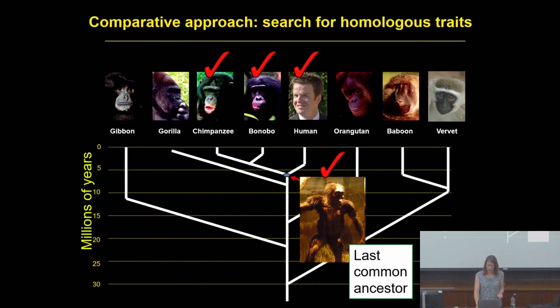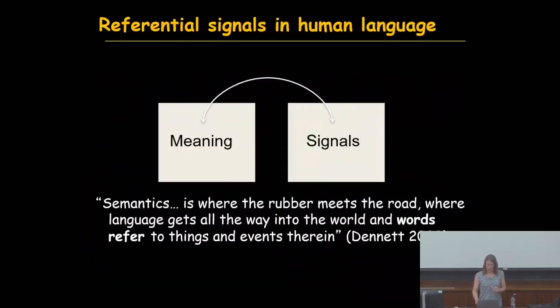Okay, so that's why broadly I'm interested in studying these species. And then within language, one of the things that my work has focused on a lot is the evolution of referential signals within language. I love this quote from Daniel Dennett, who said, "Semantics, it's where the rubber meets the road, where language gets all the way into the world and words refer to things and events therein."